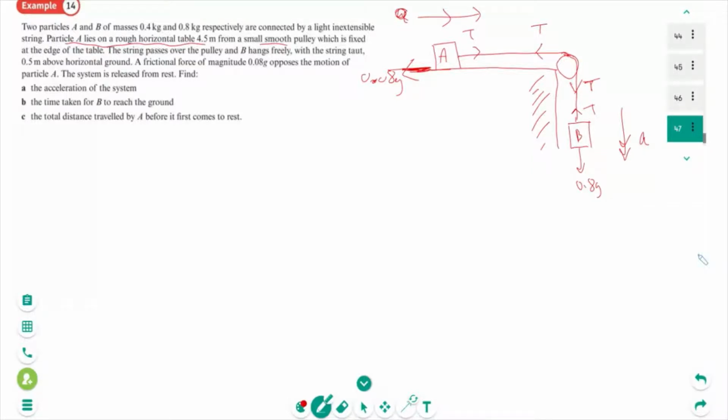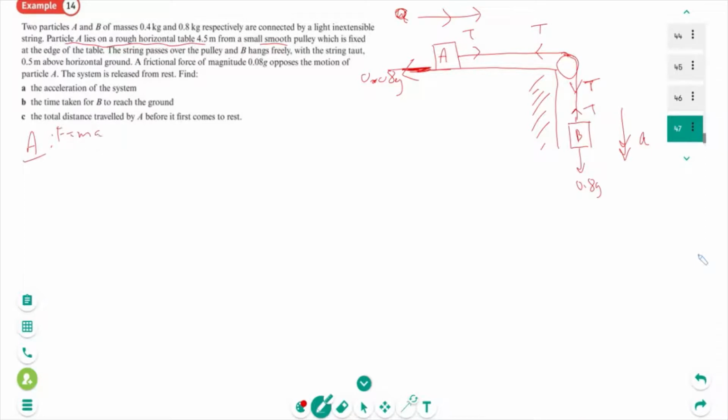So you need to do F equals ma on them separately. You can't do F equals ma on the whole system because they're not moving in the same direction. They're moving in different directions. So you need to find the equations of motion on them separately. Okay, so if I look at particle A first, I want to do F equals ma. Resultant force equals mass times acceleration.